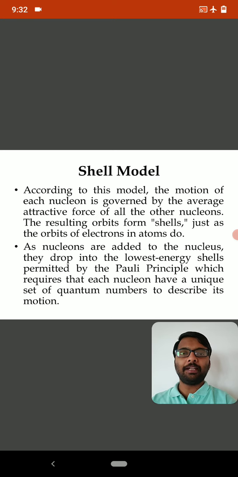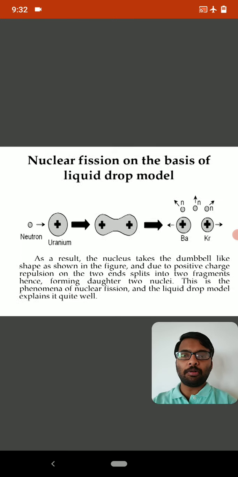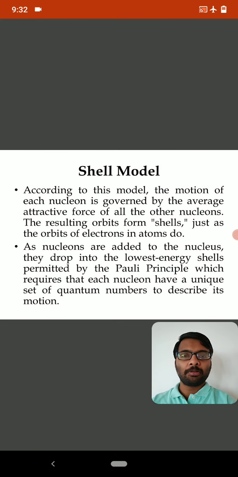In order to explain that arrangement of nucleons in the shells, a second nuclear model has been developed, which is called the shell model of the nucleus. According to this shell model, the motion of each nucleon is governed by the average attractive force of all other nucleons. That means the motion of a single proton or neutron is governed by the average attractive force of all other nucleons present in that nucleus. This results in orbits which form the shells.